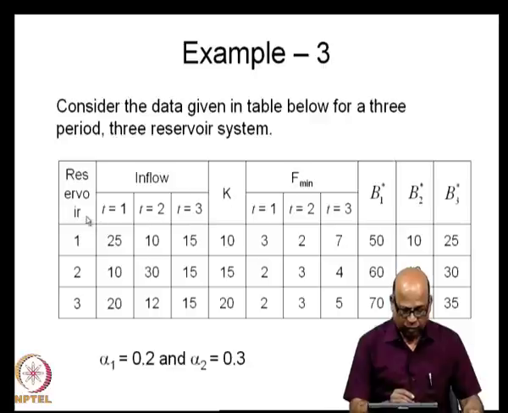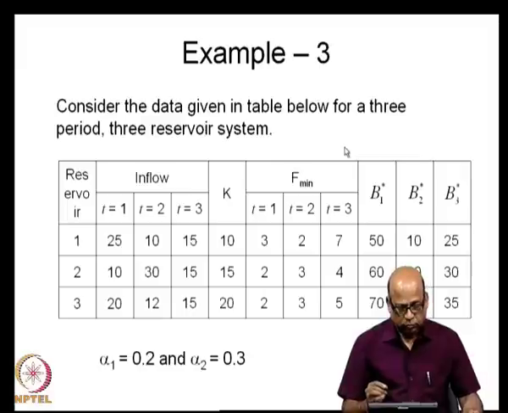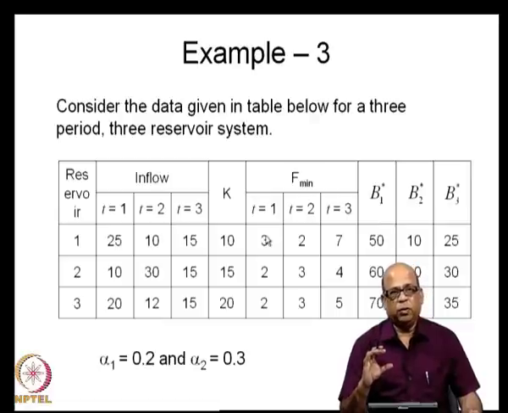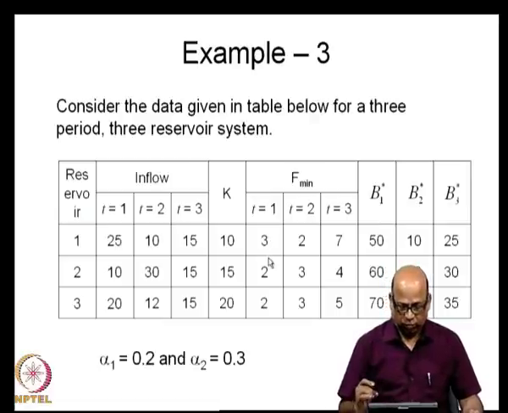K is the capacity of the reservoir I. So, first reservoir number 1 has a capacity of 10 and so on, 15, 20. The F min is the minimum flood freeboard that you need to maintain in terms of the volume units in each of the 3 time periods at each of these reservoirs. So, in time period t is equal to 1, you would like to maintain a minimum of 3 units of flood freeboard, and that is how this data is given.